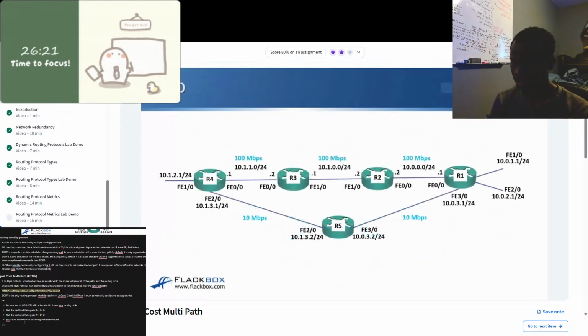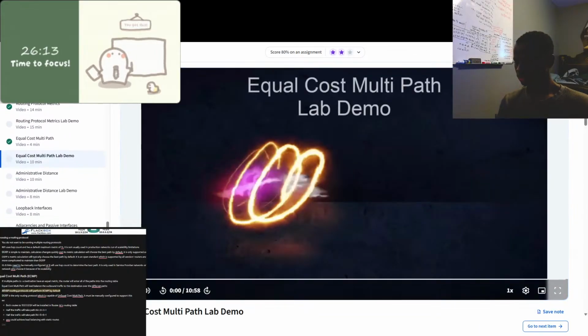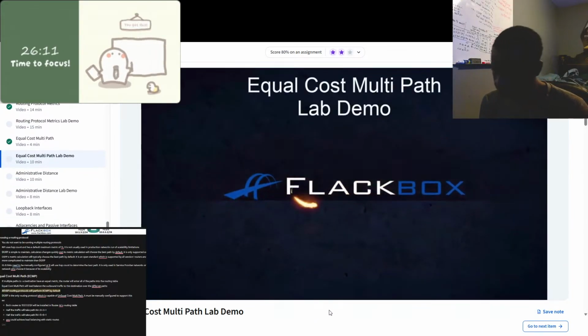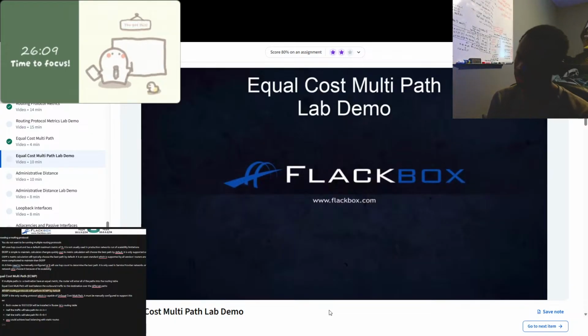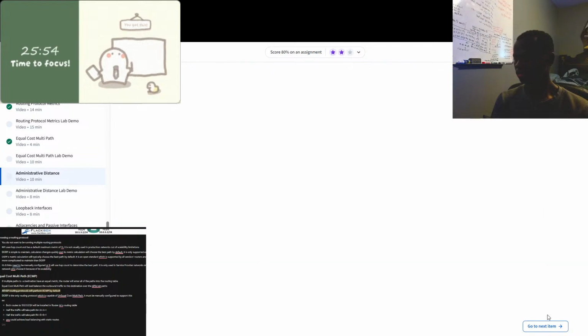Okay, so that was our equal cost multipath. In the next lecture, we'll have a look at a lab example. In this lab, we'll have a look at equal cost multipath with a lab demo. Now, to start off, I'll use the same lab again where it's unequal cost paths.